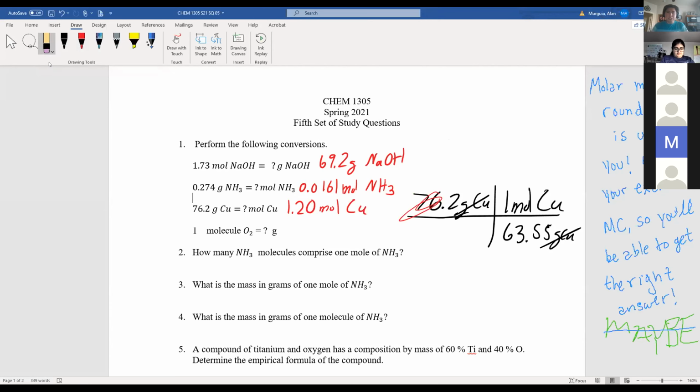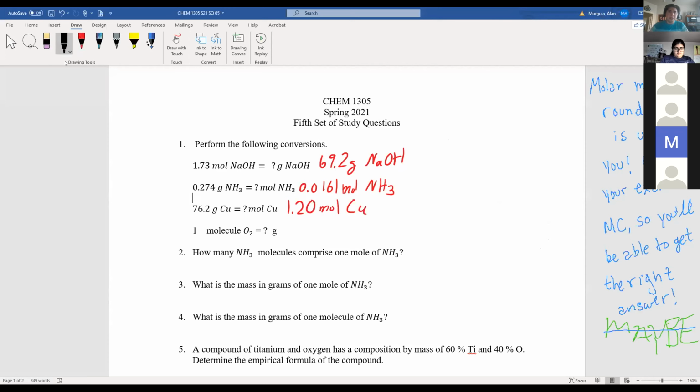And on to the last one for number 1 here. I have 1 molecule of O2. How many grams is that? So what's the first step I need to take in order to go from a molecule towards a mass? And the molar mass?